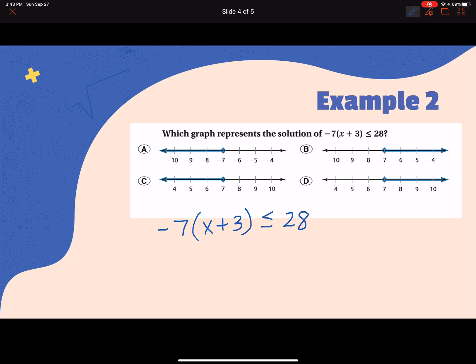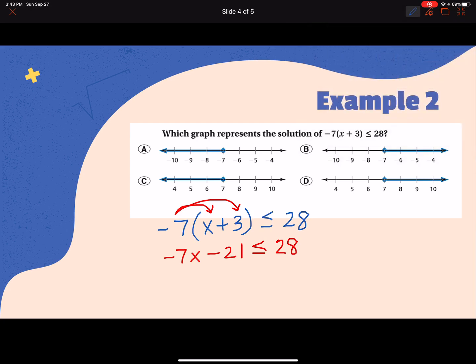Okay, so we have parentheses. That tells us that we need to distribute the value outside of the parentheses by each of the terms inside of the parentheses. So I'm going to take -7 and multiply it by x. I get a new term, -7x. I'm going to multiply -7 times 3. I get a new term, -21. I bring down my inequality symbol and I bring down my 28.